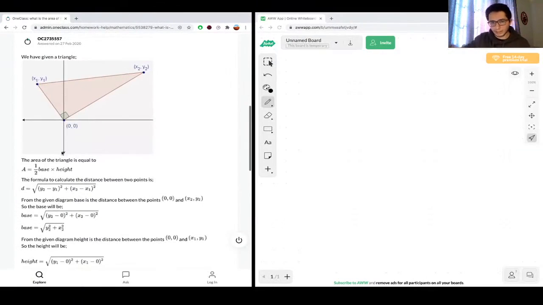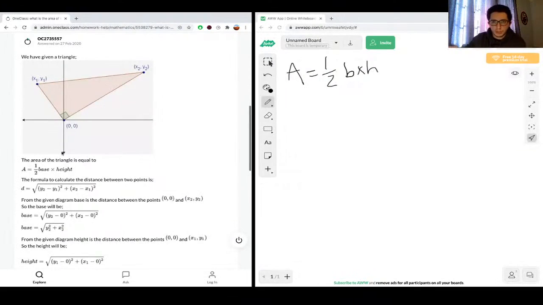So we know for any triangle, the area is equal to 1/2 base times height. So it's just a general formula for all triangles. So the area is 1/2 base times height.